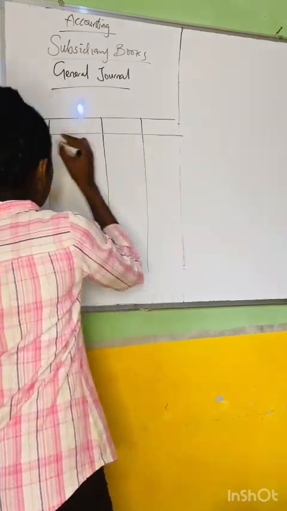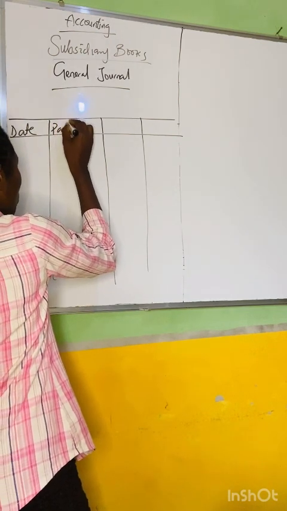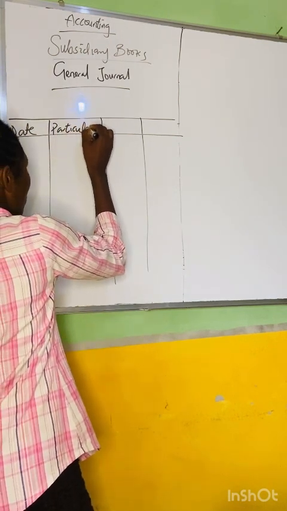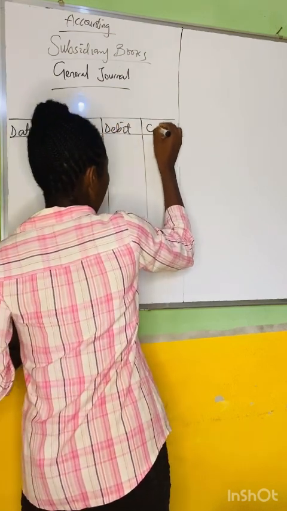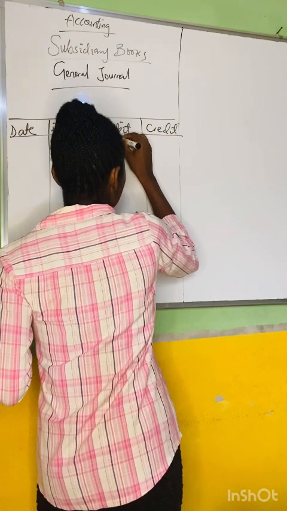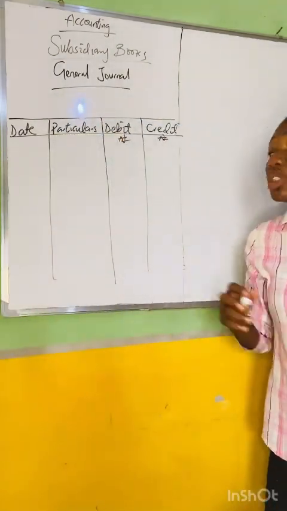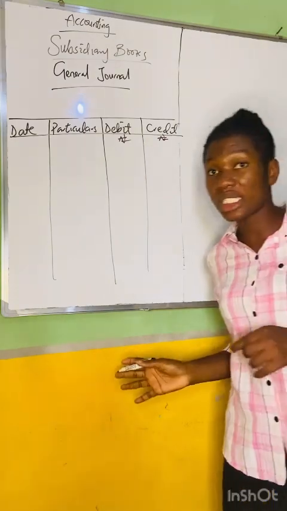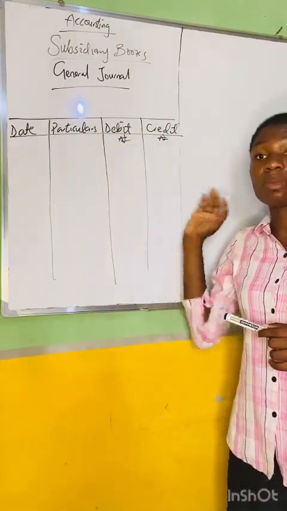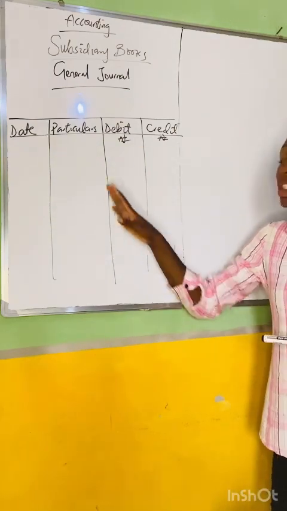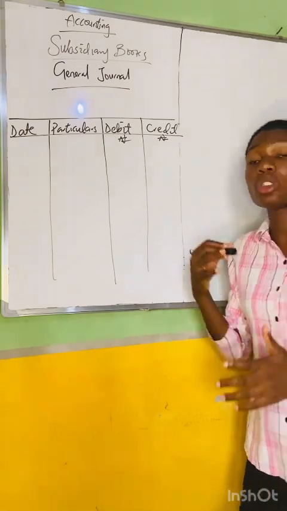This is our format for the journal. We have our dates, we have our particulars, we have our debit as well as our credit. In this case, we will be listing our particulars, the different accounts to be credited, the account to be debited, and the amount. And then after we have done that, we'll be writing a short explanation for the transaction.